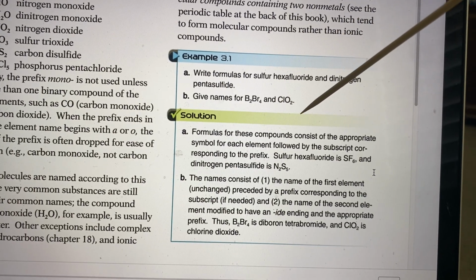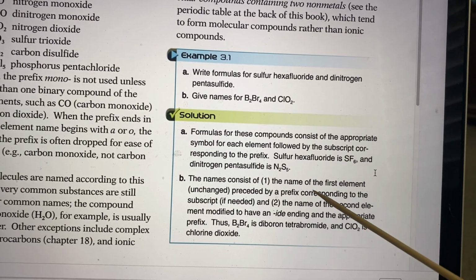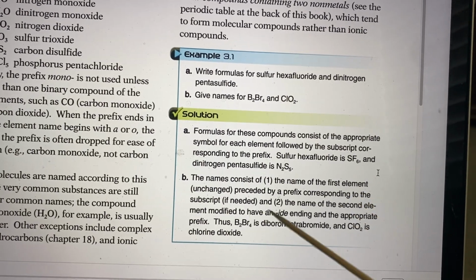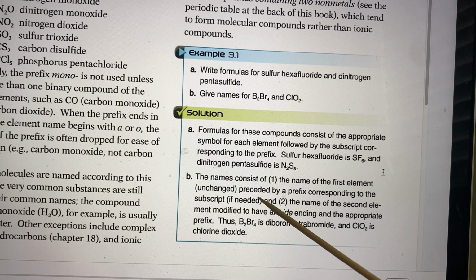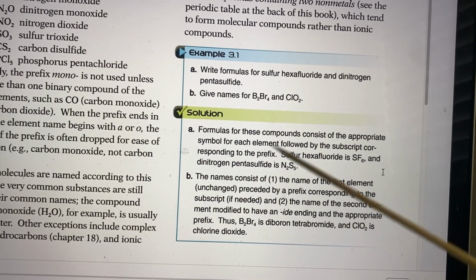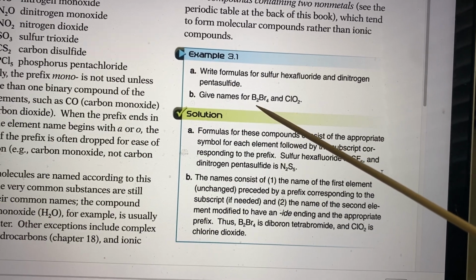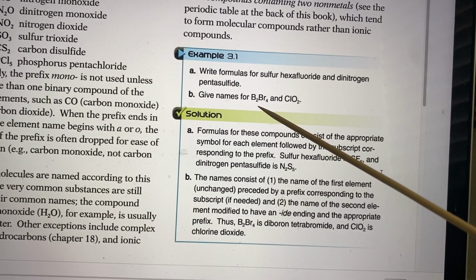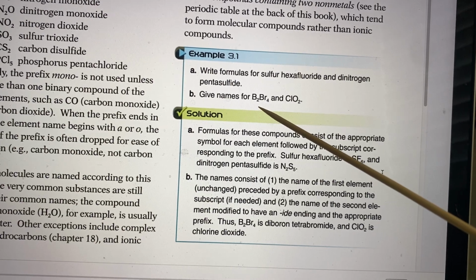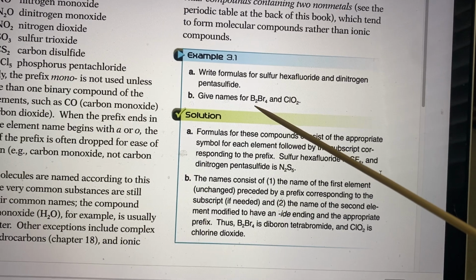B2Br4 and ClO2. So first of all, the name of the first element is unchanged. Remember, you don't put -ide in it. It's preceded by a prefix corresponding to the subscript. So here we have B, and if we look that up, we're going to find it's boron. And so there's 2 borons, so I mean diboron.